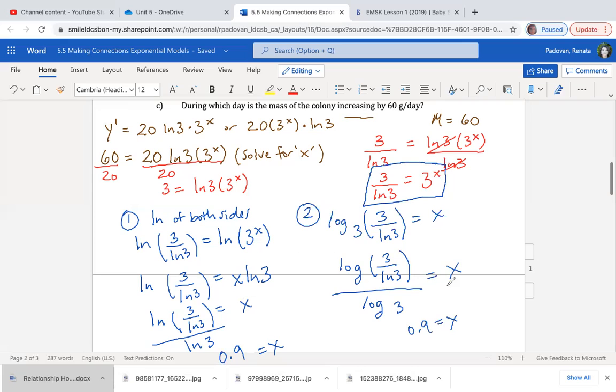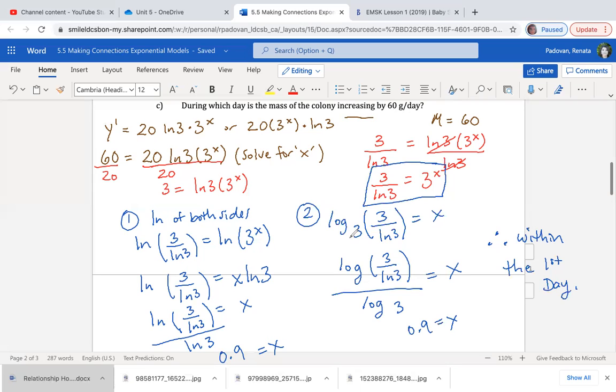So again, just depending on which way you'd like to do it, or the third way as well. The answer is therefore within the first day. So within the first day, the colony increases by 60 grams per day.